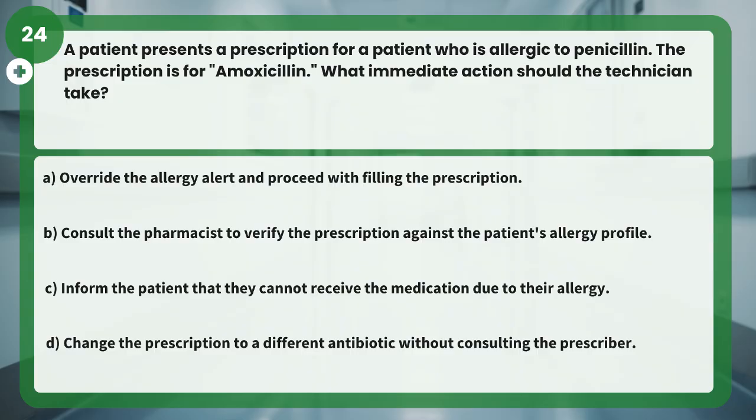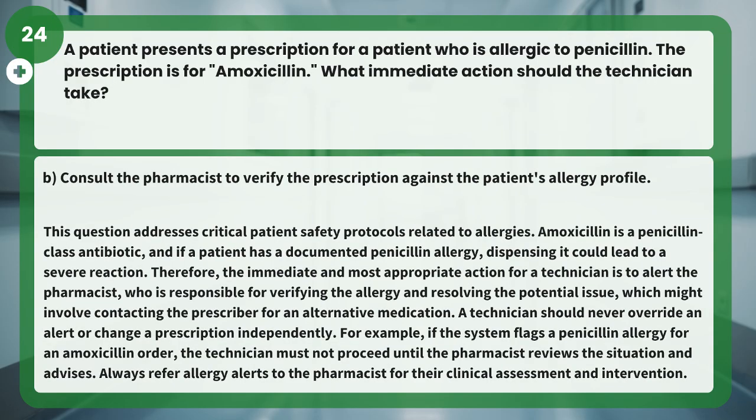A. Override the allergy alert and proceed with filling the prescription. B. Consult the pharmacist to verify the prescription against the patient's allergy profile. C. Inform the patient that they cannot receive the medication due to their allergy. D. Change the prescription to a different antibiotic without consulting the prescriber.